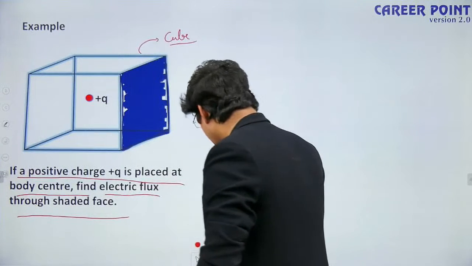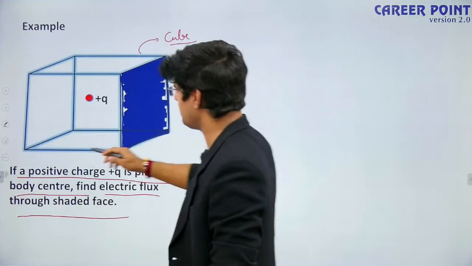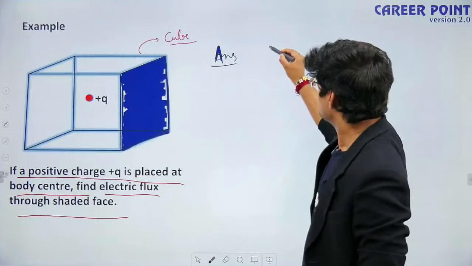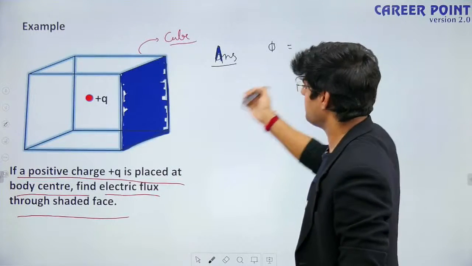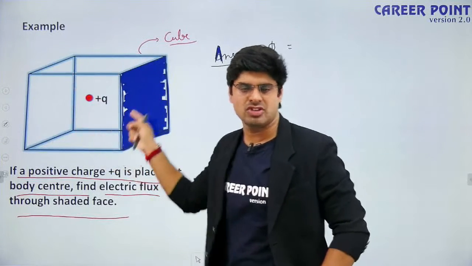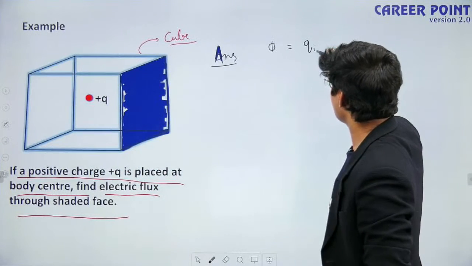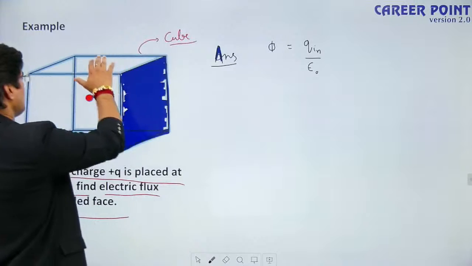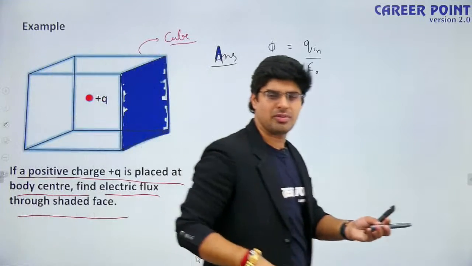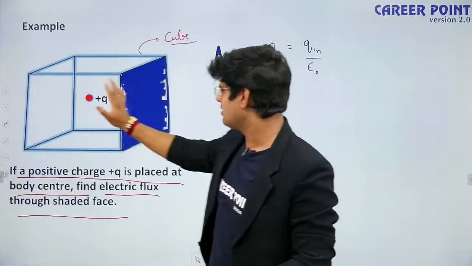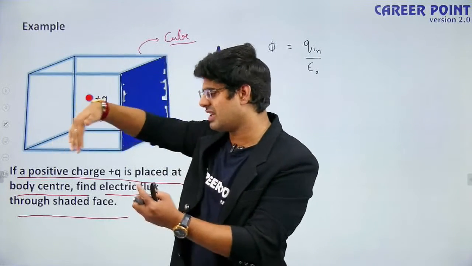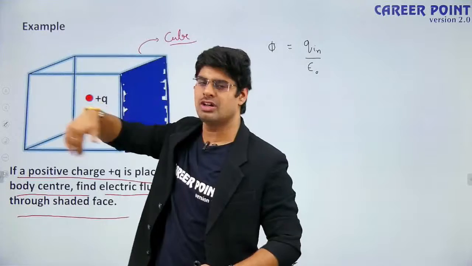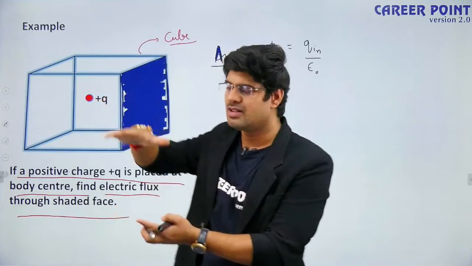So if we have to do this, the most basic situation we have to apply is that the net flux coming out of this cube is equal to q inside by epsilon naught. Now tell me, there will be electric field lines coming out of all the sides. How many sides are there for this cube? This surface is there, the opposite surface is there. So 4 surfaces are there on the side, and 1 surface at the top and 1 surface at the bottom. That means total surfaces are 4 plus 2, that is 6 surfaces.